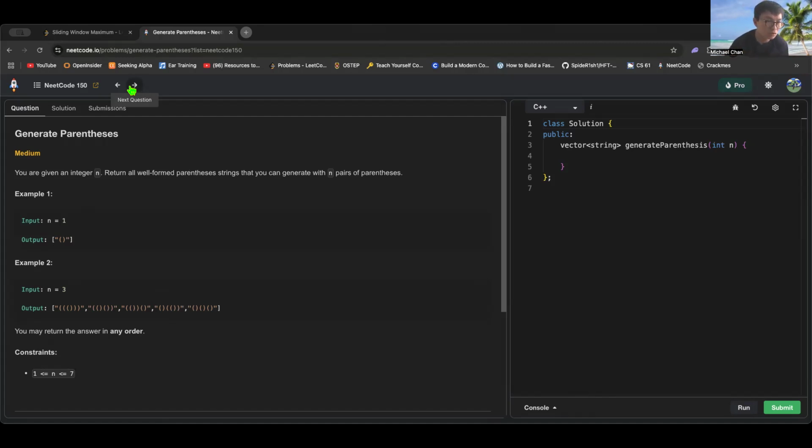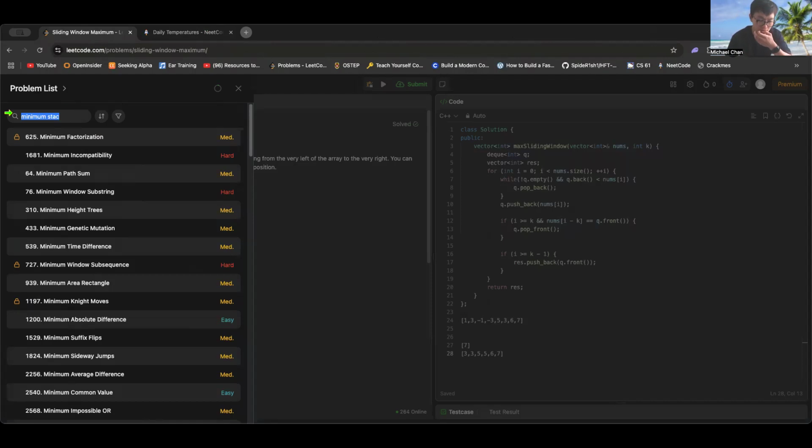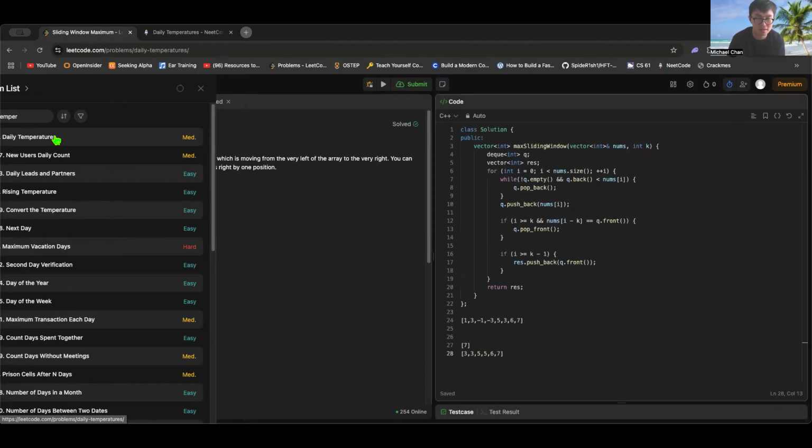Don't really know how to do this. Okay, let's try and do this. Daily temperatures. Maybe I've done this before, actually. Daily temp. Yeah, I have.